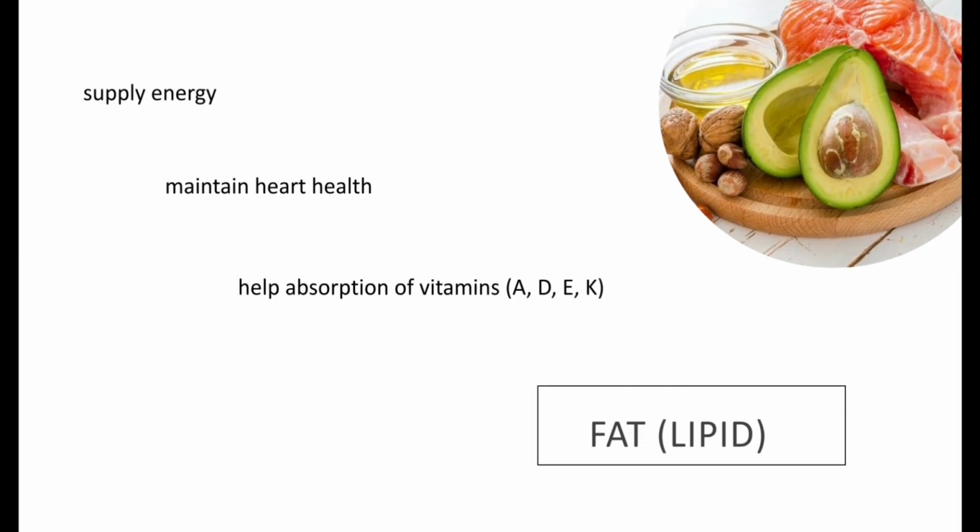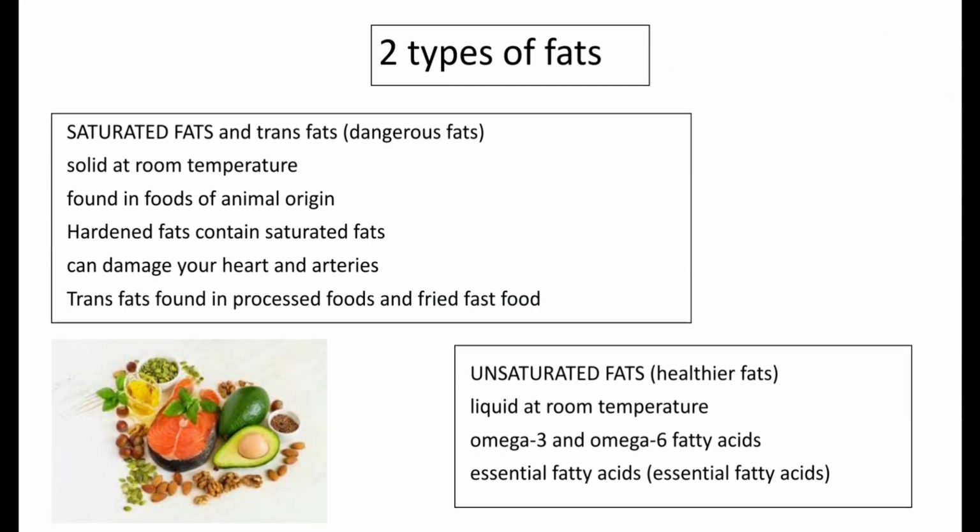The next one, fat or lipid. Not all fats are created equal. Foods that contain good fat must be consumed regularly because good fats are needed by the body to supply energy, help absorption of vitamins A, D, E, and K, and even to maintain heart health. There are two types of fat, more dangerous fat and unsaturated fat. The more dangerous fats include saturated fat and trans fat, both of which are usually solid at room temperature.